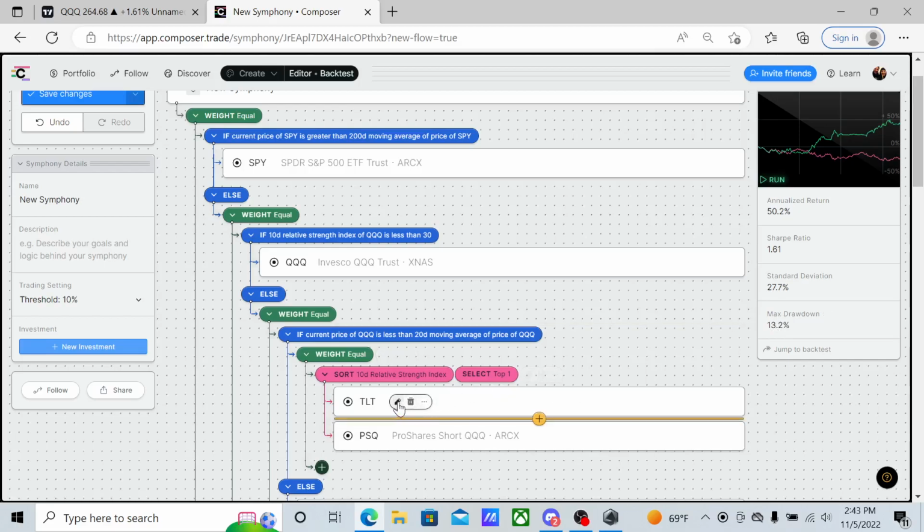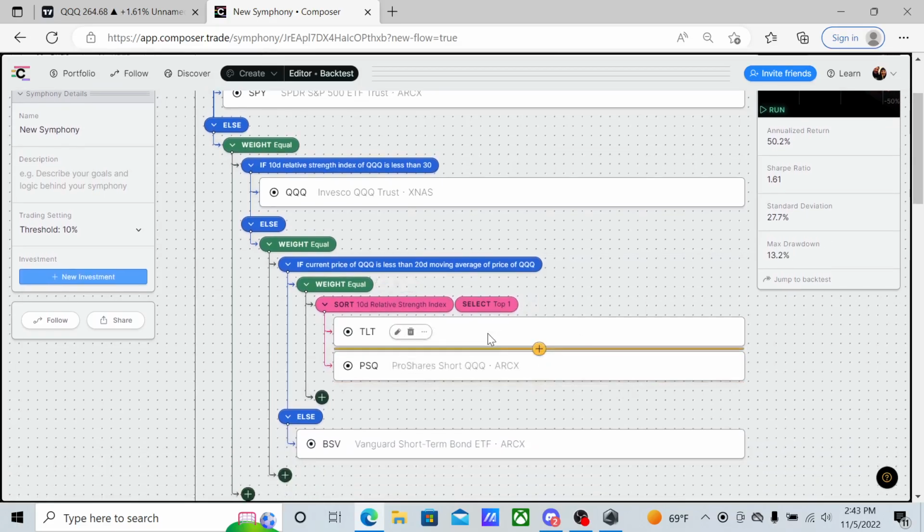But you could plug in more than one treasury. You don't have to just compare two assets. You could compare 3 or 4 different bonds with an inverse ETF or whatever.